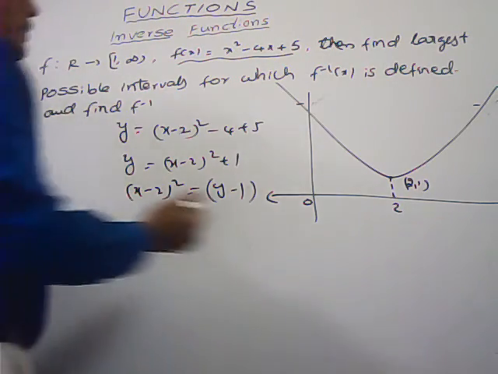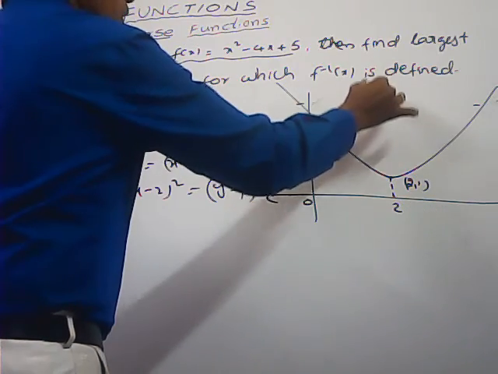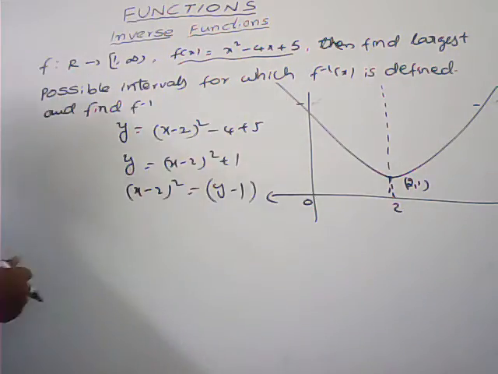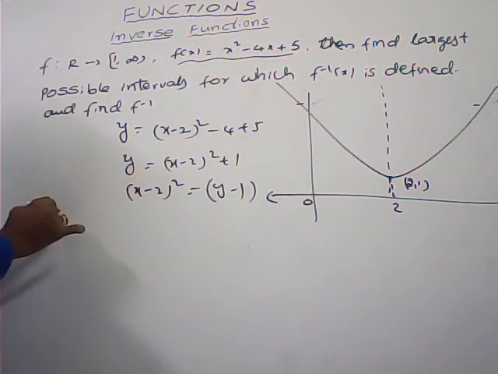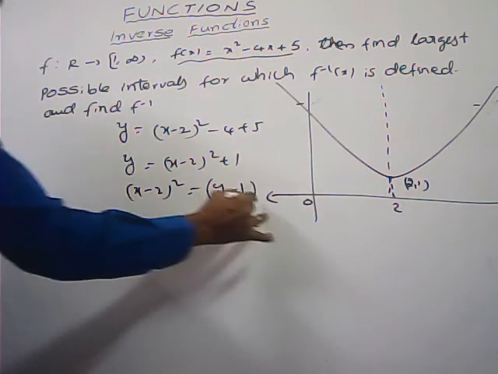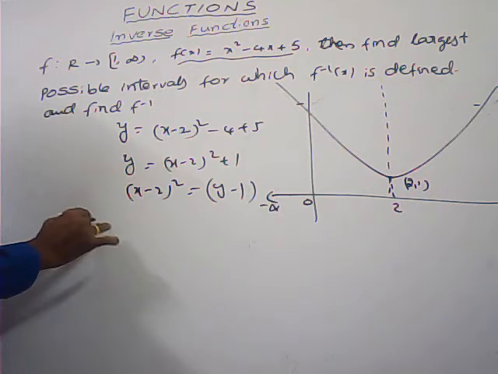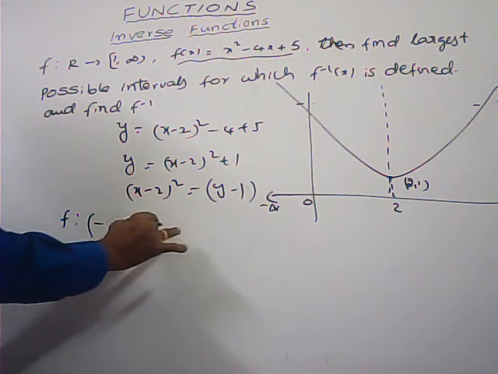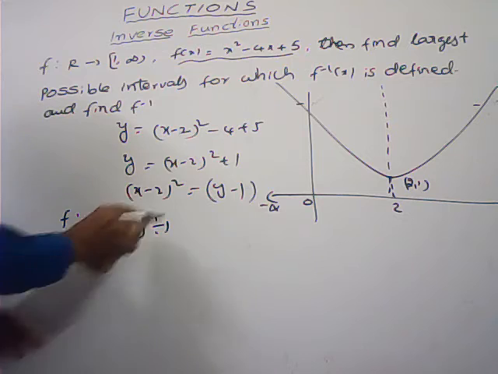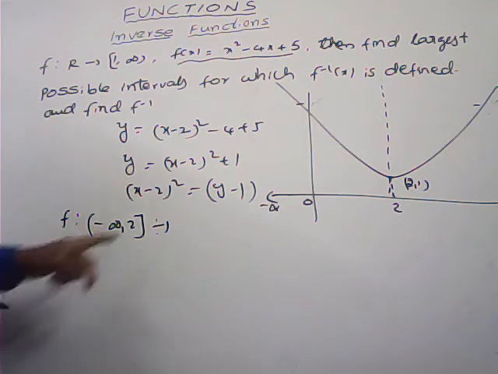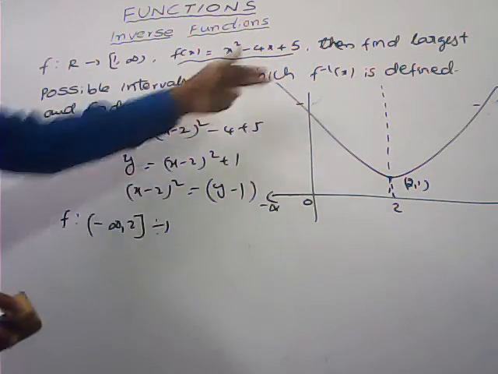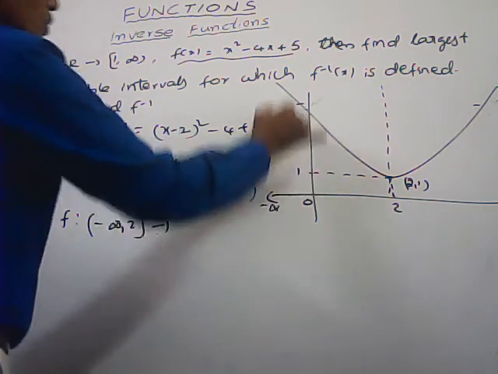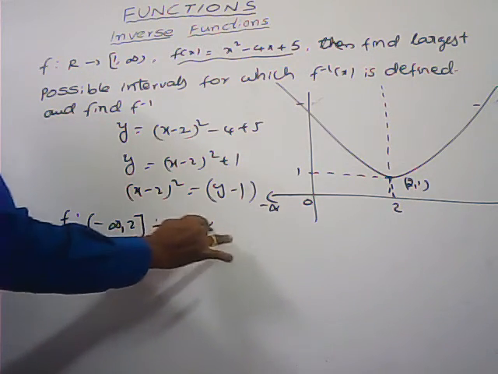Now this is symmetric about the positive direction of the y-axis. You can divide into two parts. You can consider either that side or this side. If I consider this side, f is mapping from minus infinity to 2, this is the domain I am taking. Whatever the range, least value, corresponding y values, 1 to infinity we are getting.